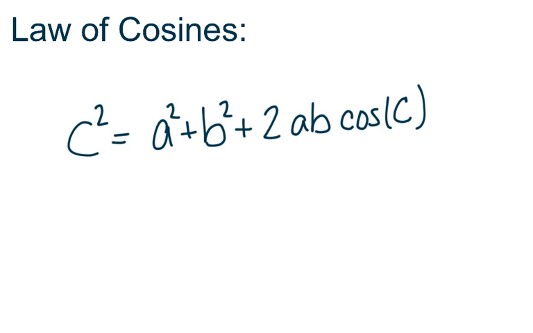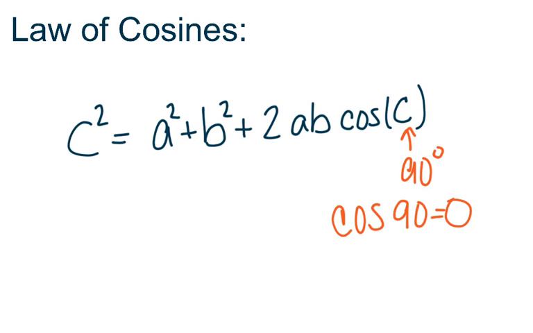Now I want you to notice that in the special case that C here is 90 degrees, we have that cosine of 90 degrees equals 0. So this whole term right here goes to 0, and we're simply left with the Pythagorean theorem. So, this is consistent with what we already know about triangles.